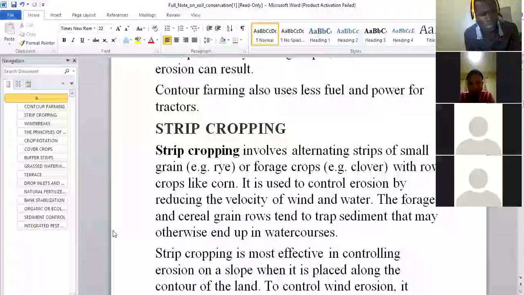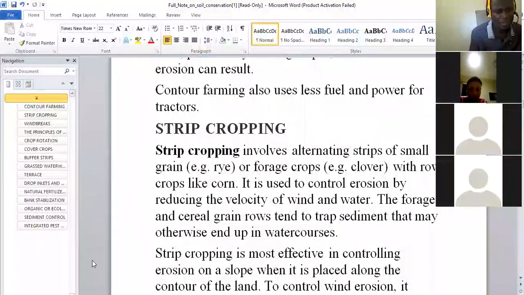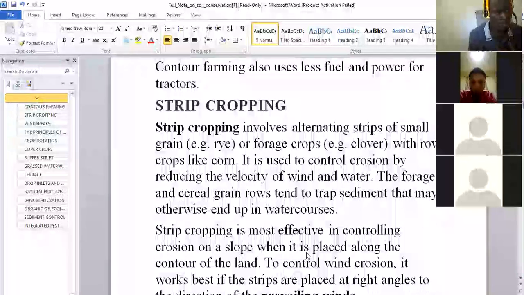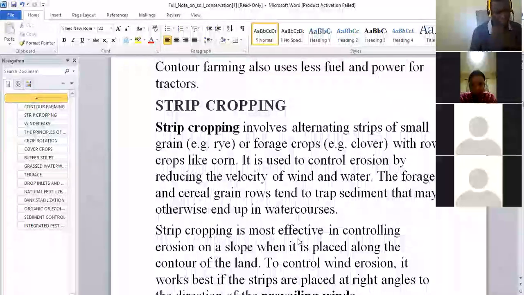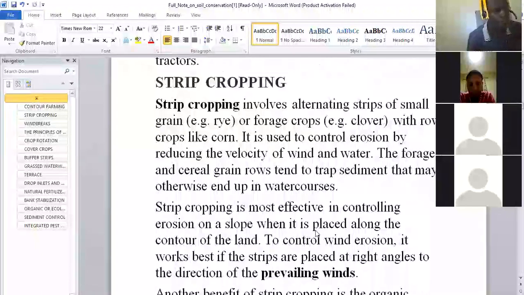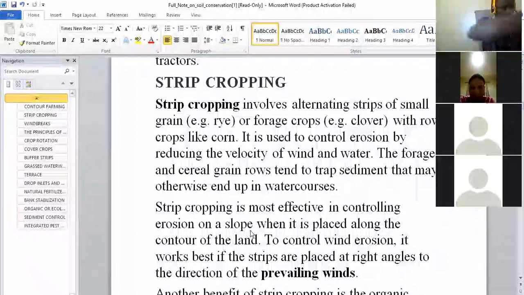So the forage and the cereal grain rows tend to trap sediment that may otherwise end up in the water course. That is good for the legume. That's what I said, that it binds the surface of the soil together. Now, strip cropping is very effective in controlling erosion on a slope when it is placed along the contour of the land. You know what the contours are, because we just looked at contour farming, planting across the slope. So across the slope, every step across the slope is the contour.